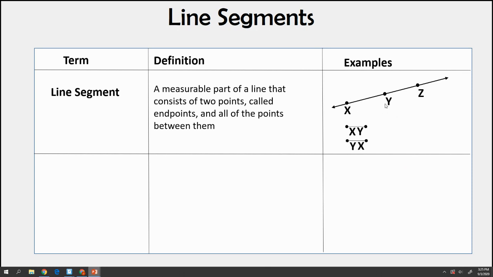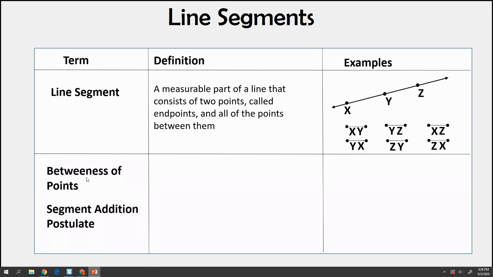You've got segment YX, which is the same thing. We've got segment YZ, which you could also call ZY. You've got segment XZ, and you could also call that segment ZX. So these two are the same segment, and these two, just the order is changed, but it doesn't change that part. Okay, so that's just a little bit of review of how we label and correctly show line segments.